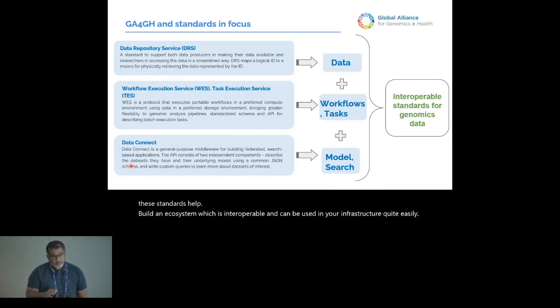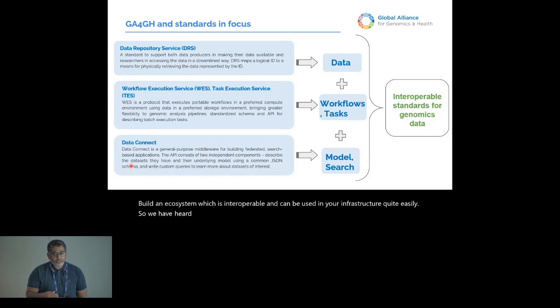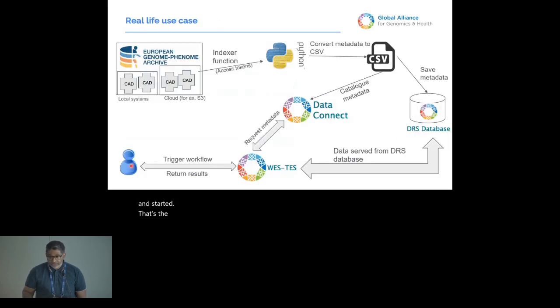So we have heard a lot today, there was a lot of talk about tools, about data. What we are trying to do here is to standardize the data sharing such that it can go across ecosystems, go across infrastructures without needing too much investment in getting something up and started. That's the ideal situation, and this diagram presents exactly that.